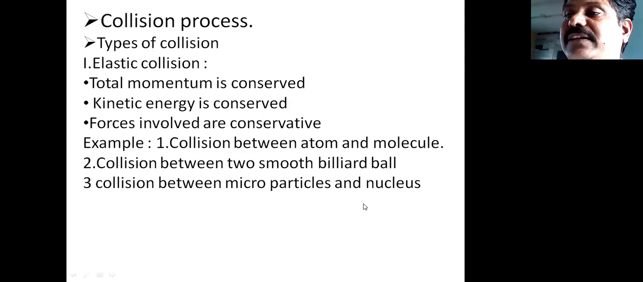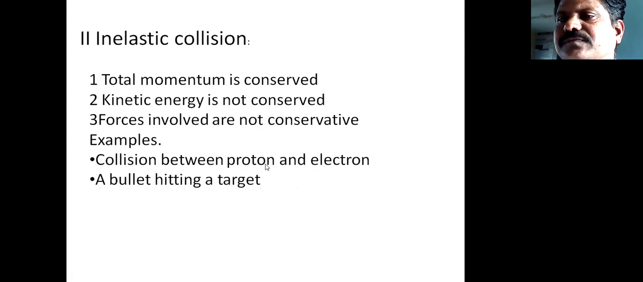So the examples for elastic collisions are the collision between atoms and molecules, as well as the collision between two microparticles and a nucleus. In the case of elastic collisions, whenever two particles collide with each other, there is no change in the internal structure of the atom. That remains as is. That is what happens in an elastic collision. Okay.